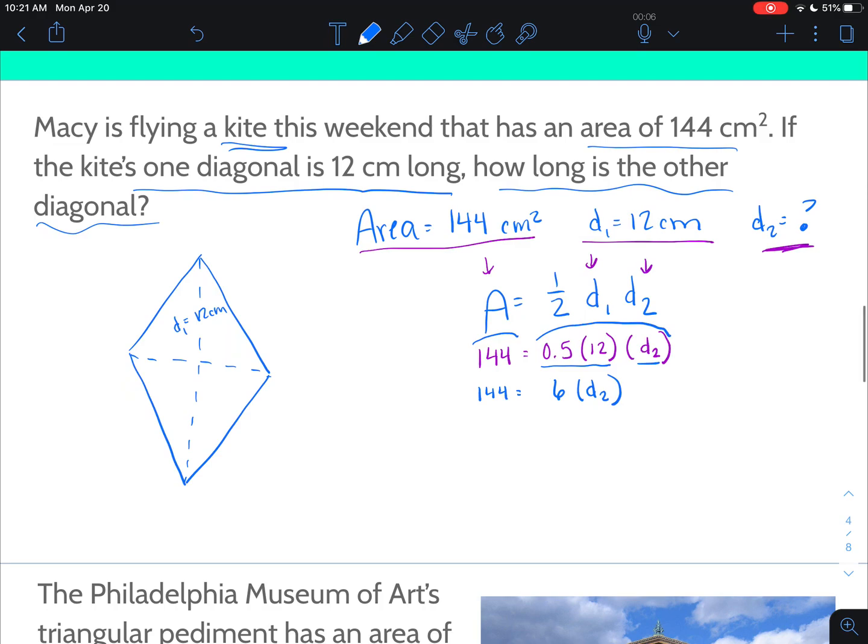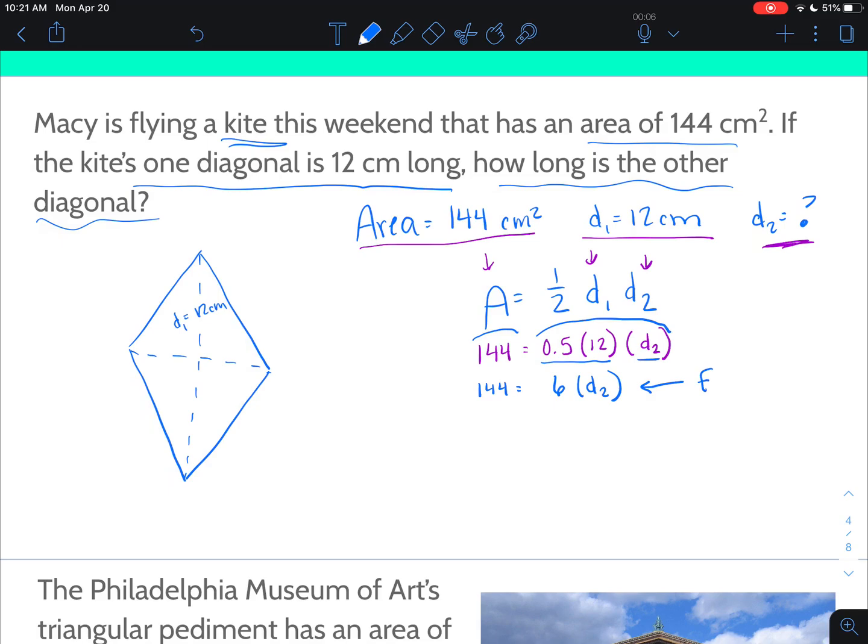Now we have a one-step equation that we can solve. I need to figure out how to get diagonal 2 by itself, or isolate diagonal 2. So what's going on with it? It's being multiplied by 6. So I'm going to divide each side of the equation by 6. Those cancel out, and I'm left with my second diagonal, which is what I'm looking for. And I want to do 144 divided by 6 to get 24.